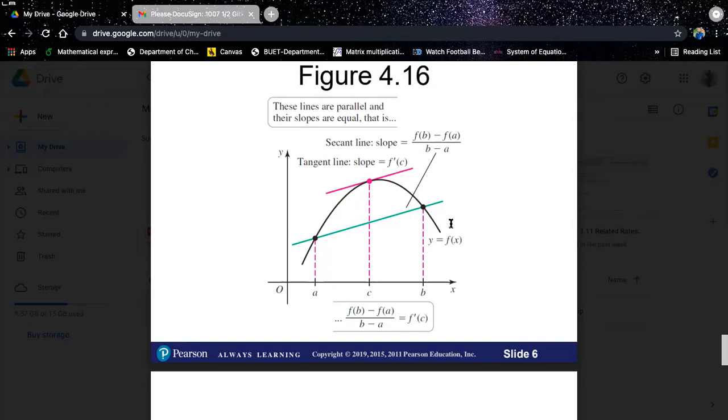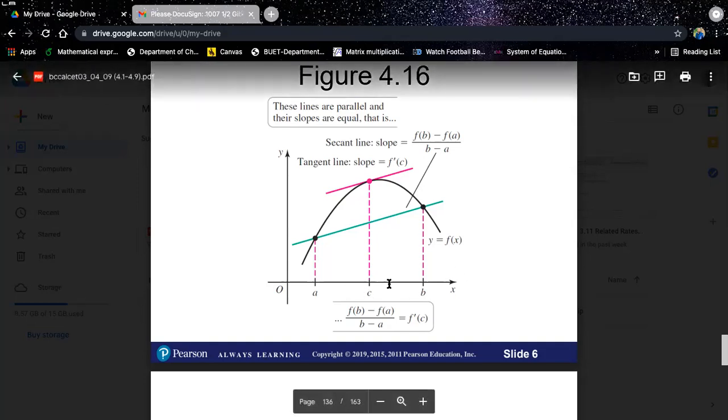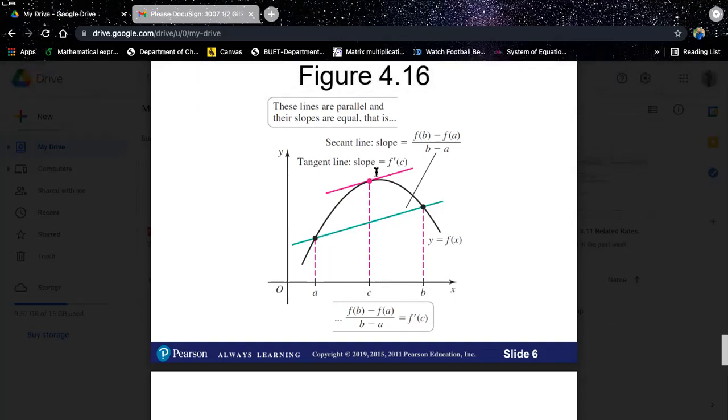Okay, very good question. How do you know? Because there are several points here, right? If you consider this interval AB, there are tons of points here which can be considered. So how do you know which point to pick?